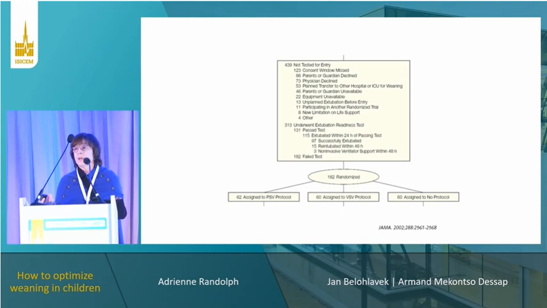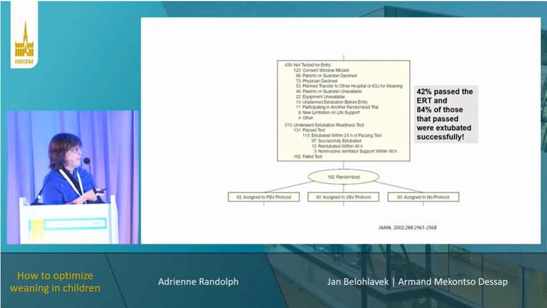Most of these children had pneumonia. But 42% of these patients passed the extubation readiness test and didn't even go into the weaning protocol. And 84 of those ones were extubated successfully. So one of the first lessons learned was a lot of these kids, after they recover from their severe pneumonia, can pretty much be tested, and they recover very fast compared to elderly patients.